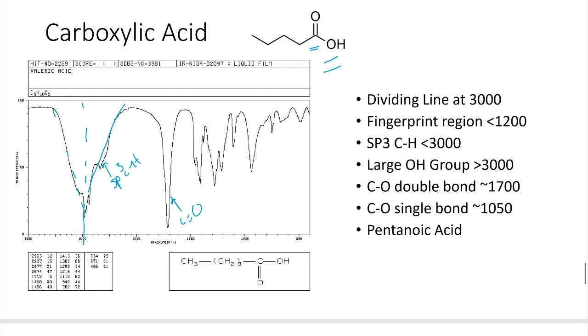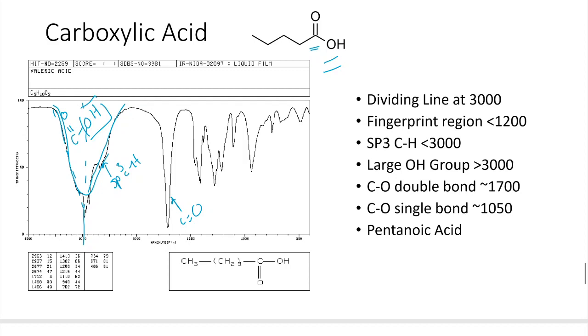So a carboxylic acid doesn't just form hydrogen bonds, it actually forms dimers, and those dimers lead to an even bigger broadening of that OH peak in the spectrum. So a carboxylic acid OH shows up between, even below 3000 up to around 3400 or above. Okay, so a very big broad peak there.